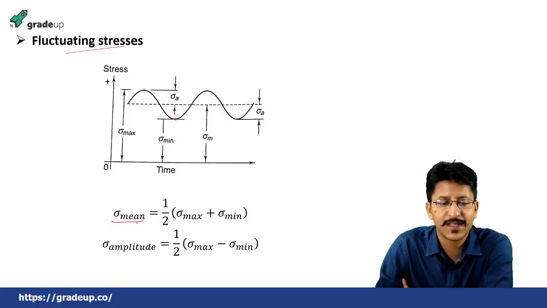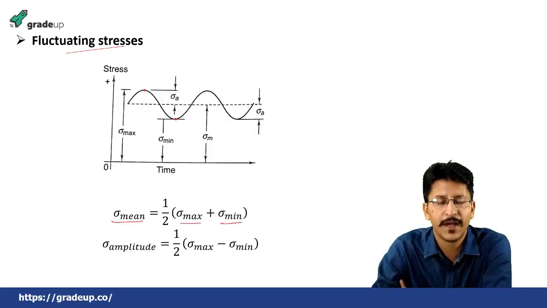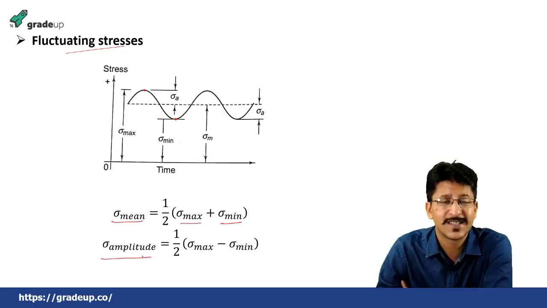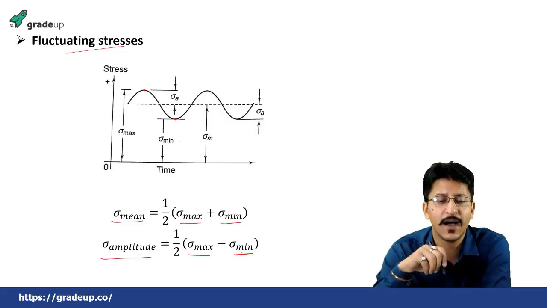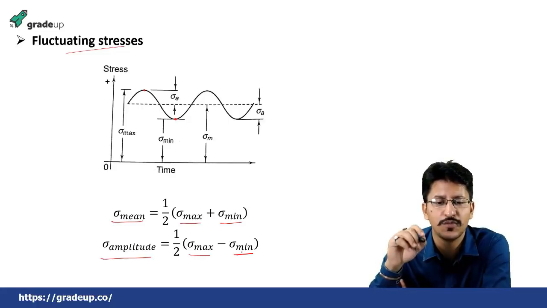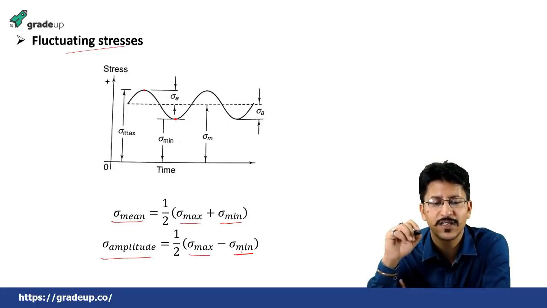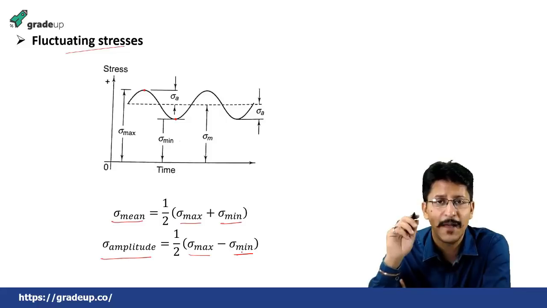In this we define two terms. One is mean stress, that is given by half of sigma maximum plus sigma minimum, and another one is stress amplitude, that is half of sigma maximum minus sigma minimum. So these two terms you must know: what is mean stress and what is stress amplitude.